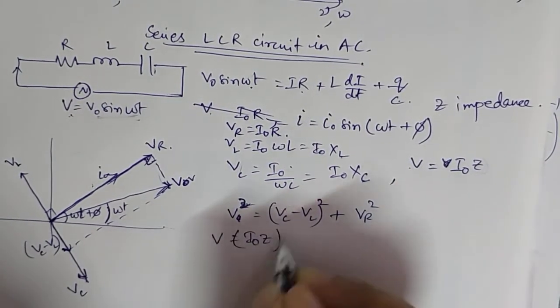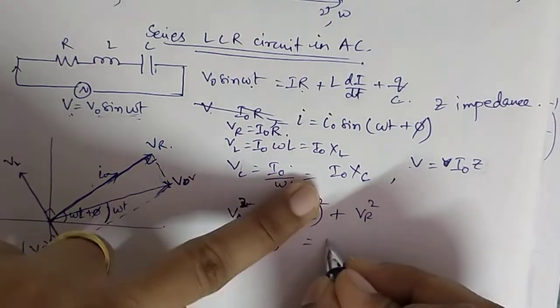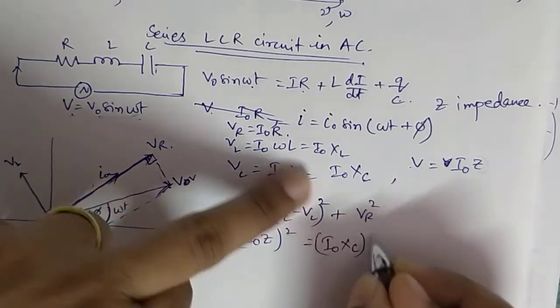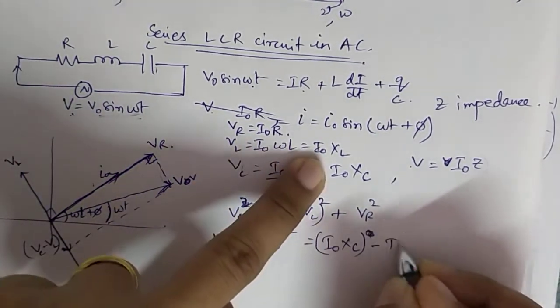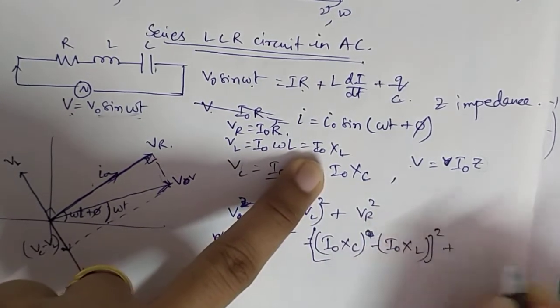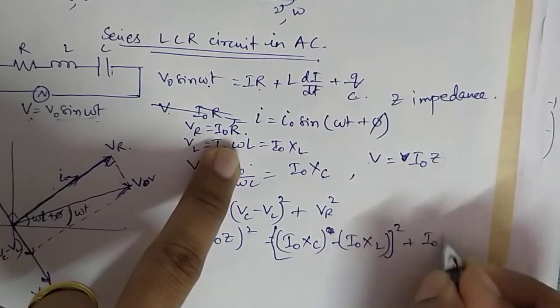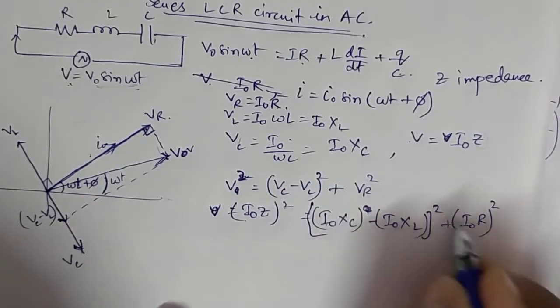So this square is equal to VC minus VL. VC is I naught XC, this is VC minus VL, VL is I naught XL, this whole thing squared, plus VR square. VR is I naught R, squared. So I naught square and I naught square cancel.